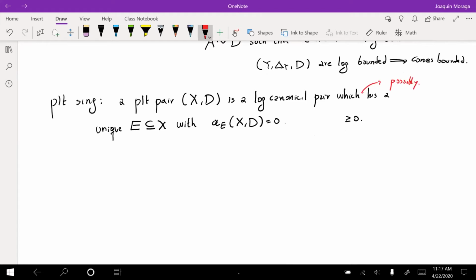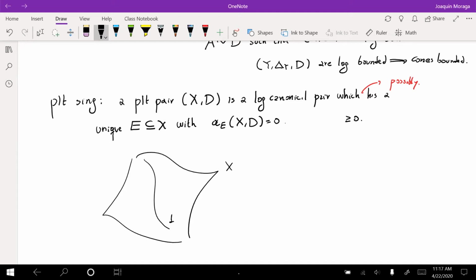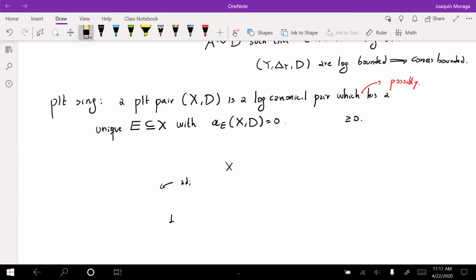Because people say if you're Klt, then you're Plt. But when I say Plt, I usually mean that there is a divisor with coefficient 1. So essentially, you have your space X, and inside the boundary you have a divisor with coefficient 1, and then everything else outside that divisor is Klt. So in particular, if you do adjunction inside here, you get something Klt. A theorem of Cheng-Yang-Xu says that if you have a Klt pair (X, Delta).